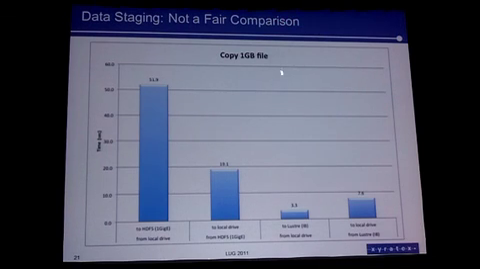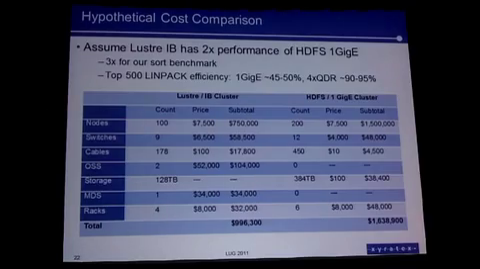This is the time to copy a 1 gigabyte file from a local hard drive to HDFS, and from HDFS. So copying it to HDFS means that we're doing the 3 times write, and then from HDFS to a local file system, to Lustre on InfiniBand, and from Lustre. So again, not a fair comparison, both because Lustre theoretically shouldn't really need any staging time, so these numbers should actually be 0, but also because this was run on InfiniBand versus 1 GE. And then finally.